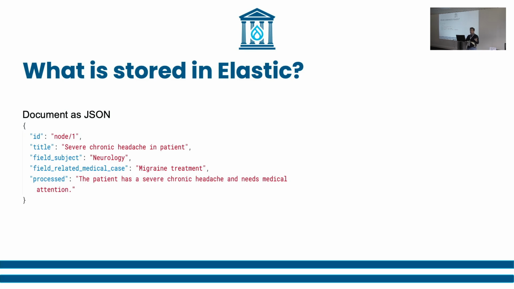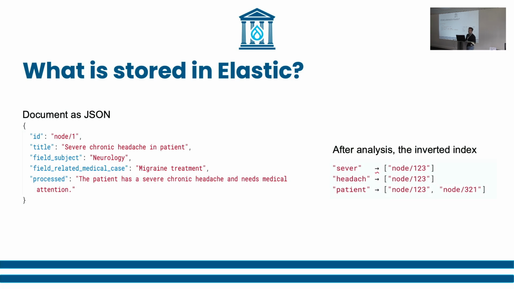And what is stored in Elastic? First is the document as a JSON, so the actual content. And then here, after the analysis, is the inverted index with all the token words, and they are pointing to what node, what document in that particular case, they are referring to. And that is how Elasticsearch works and how it makes it efficient to search with Elasticsearch.